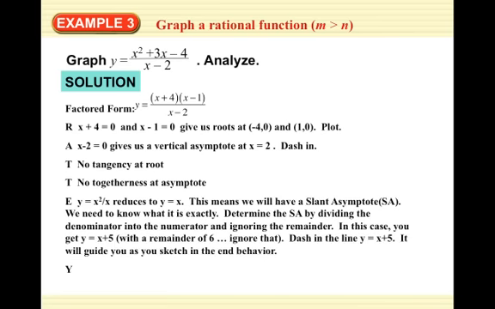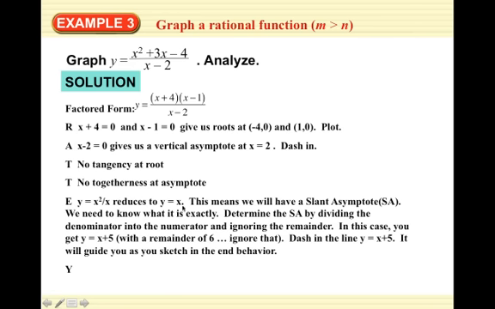E is for end behavior. So again, this is a top-heavy one, and this is going to be kind of an interesting case because you don't have a horizontal asymptote. So it's not just going to be y = 0 or y = some other number. You actually have to figure out what the slant asymptote will be.